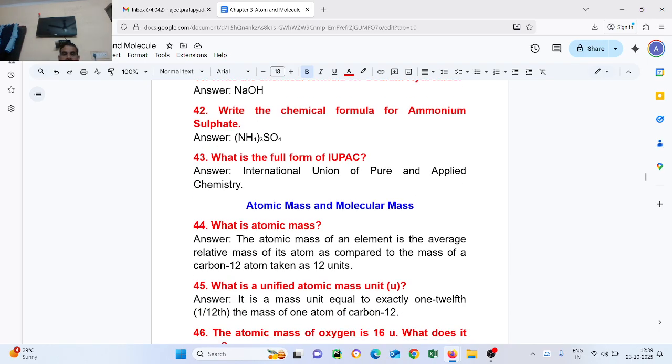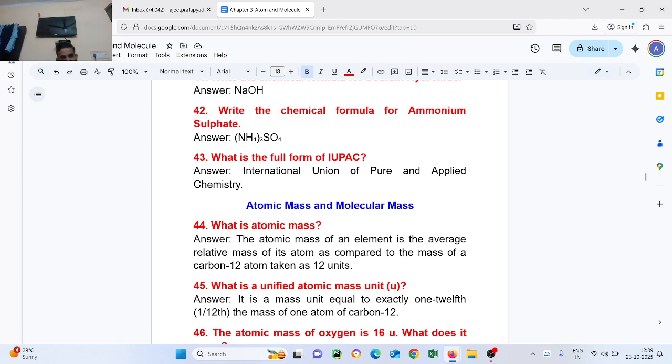What is the atomic mass? The atomic mass of an element is the average relative mass of its atom as compared to the mass of a carbon-12 atom taken as 12 units.